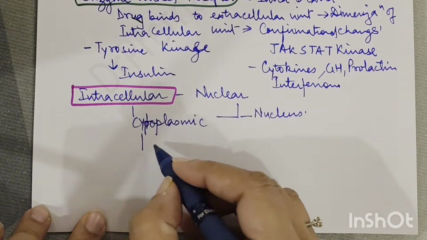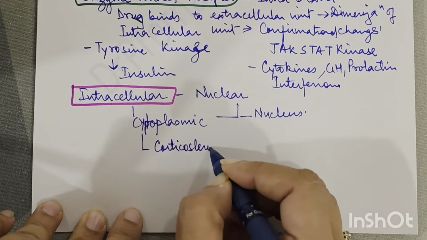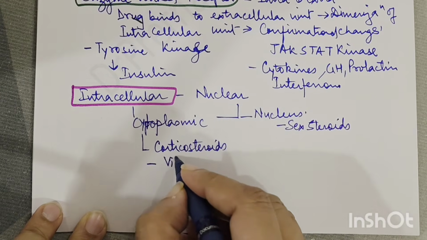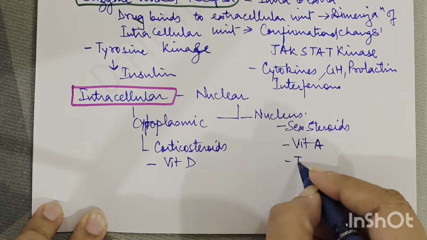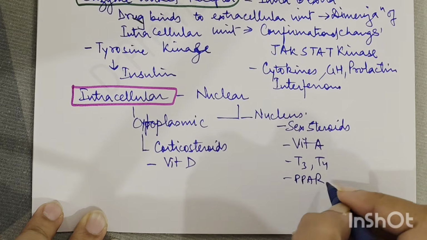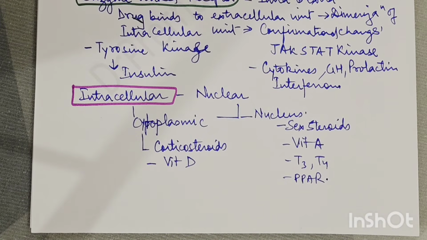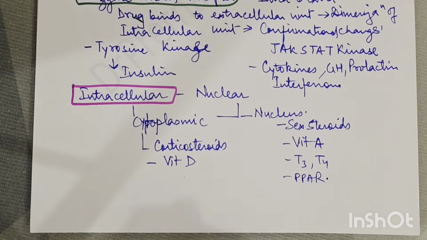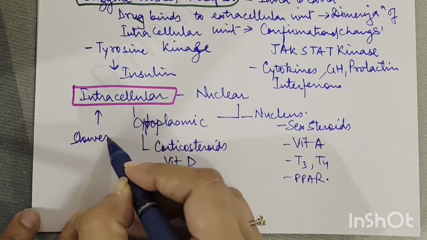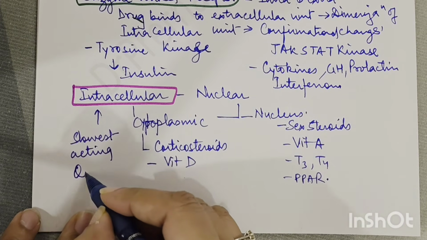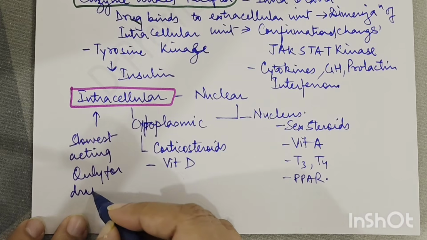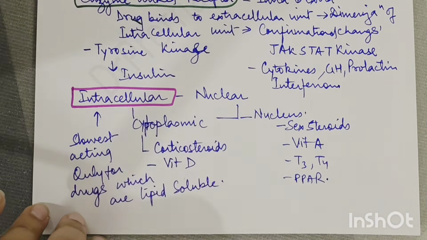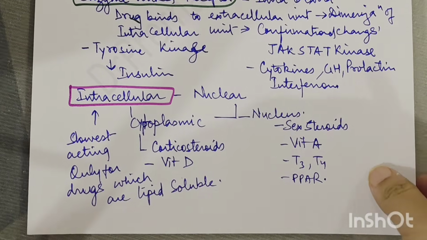ठीक है? Now cytoplasmic receptors से कौन act करता है? Corticosteroids. Nucleus से act करता है sex steroids. Then vitamin D. इधर जाता है vitamin A. उसके अलावा T3, T4, PPAR. ये सारे, these are the drugs, or these are the compounds that act through the intracellular receptor. These are cytoplasmic and these are nuclear receptors. This type of receptor is the slowest acting होता है, and only for drugs which are lipid soluble. ठीक है? So this is also important that they are active only for drugs which are lipid soluble.